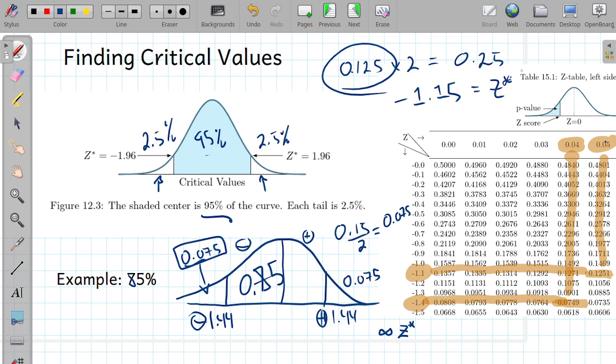And so typically with the Z table, you start with these values, and then you go inside to find the value in there. Well, what we're doing now is we're going backwards. We're starting inside and working our way out. That's how you find your critical values for the less common p-values or critical values. Okay, let's move on.